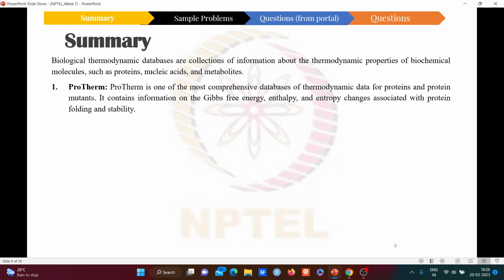This ProTherm also includes experimental conditions such as temperature, pH, ionic strength, as well as structural information about the proteins. And we also have a subset database of ProTherm, which is NPTherm, which is a thermodynamic database for membrane proteins.